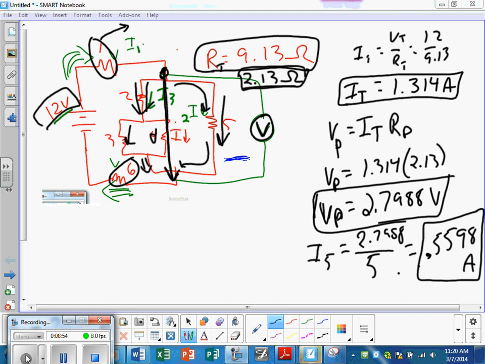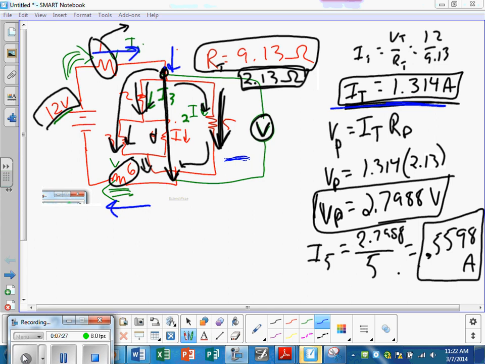That's the total current that goes through this side. And we said that our total current for the whole thing is 1.314. So if I'm asking how much current goes through this side, then I can just say what? Yeah, it's very good. So this current right here is what travels through this resistor, and through this whole entire parallel part.